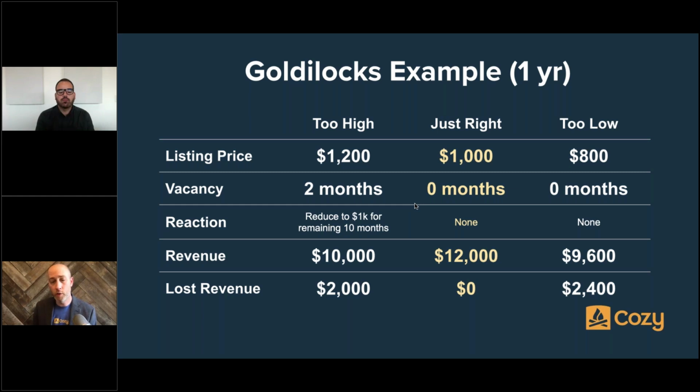If it's priced too low and you start too low, at $800, people are going to think, wow, that's a steal. You're going to find a tenant right away, and you think, this is amazing, I found a great tenant. What you don't realize is that you're actually losing a tremendous amount of money because you didn't take the risk. So at the end of the day, if you price it at $800 a month, you'll have $9,600 at the end of the year, and you would have lost more than if you price it too high, which is $2,400.